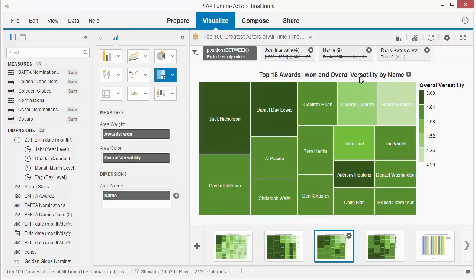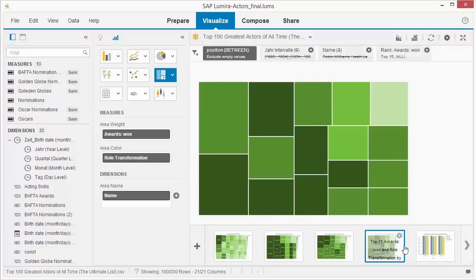The next picture shows us the overall versatility by name for the top 15 award winners. Jack Nicholson still is on top, as he has an overall versatility of 5.0. Dustin Hoffman somehow is lacking, as he has an overall versatility of 4.8 only. Daniel Day-Lewis, great actor, has an overall versatility of 5.0 as well.